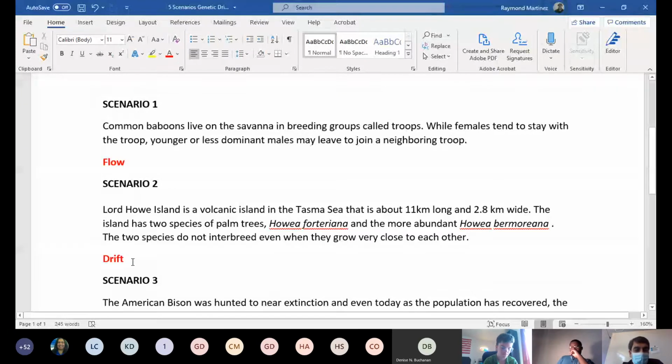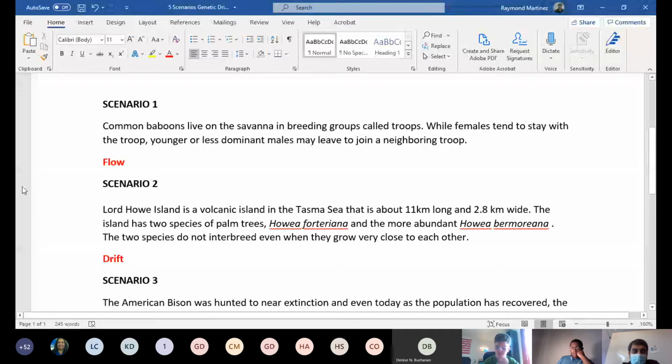Number 2, anybody want to try and get that one? Thank you, Denise, by the way. I can try. Go for it. I think it's drift because the 2 species, it said that they wouldn't interbreed, which means the genetic variation would come from mutations and stuff.